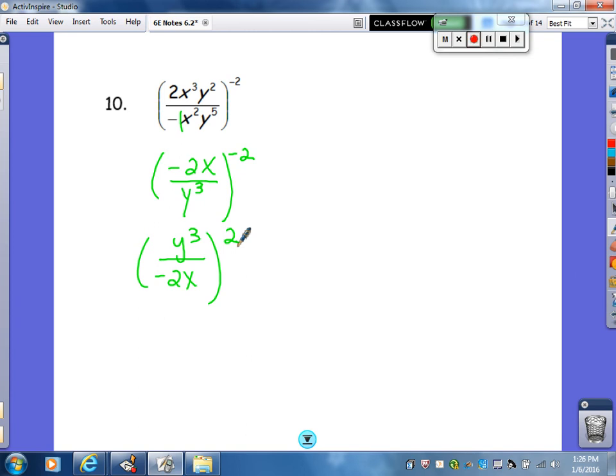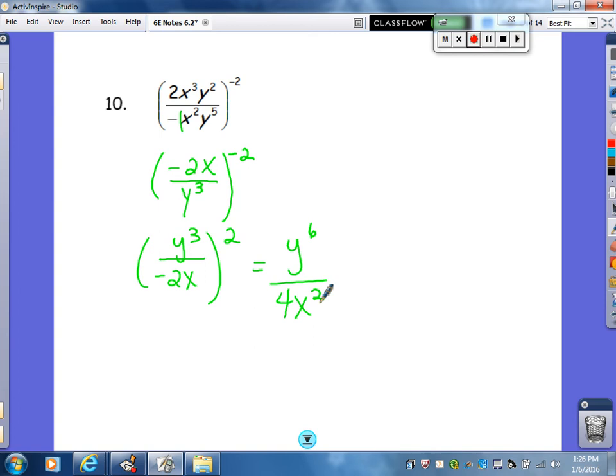Now I've got to square everything. Just because I flipped it, I still haven't squared it. The negative exponent just tells me to take the reciprocal. Apply your properties. We're going to have y to the 6, negative 2 squared is positive 4x squared. So there's my final answer. So don't forget, negative exponents means to take the reciprocal.